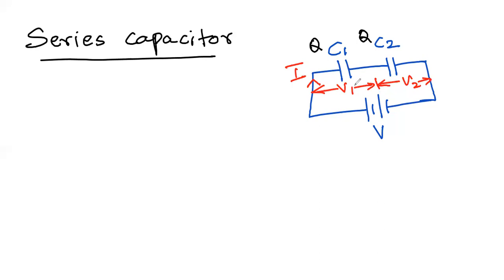So now looking at the circuit diagram, we can write V is equal to V1 plus V2. I call this equation 1.